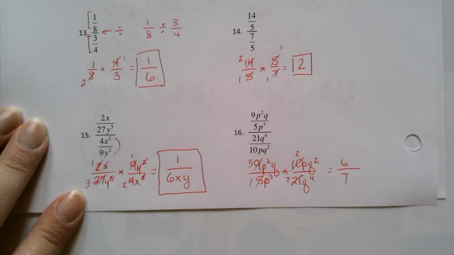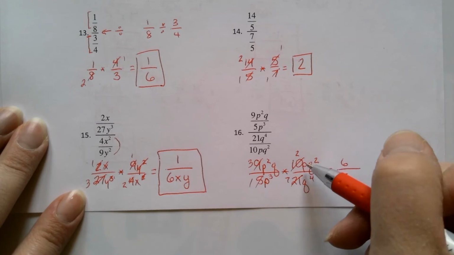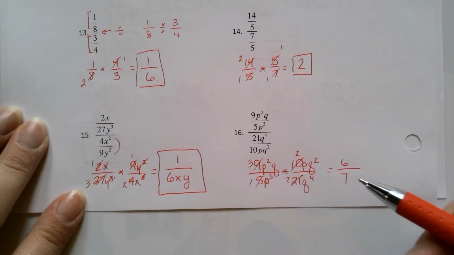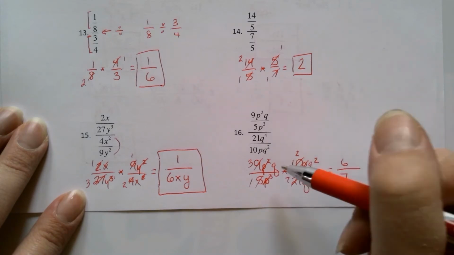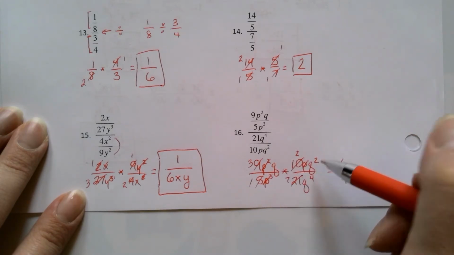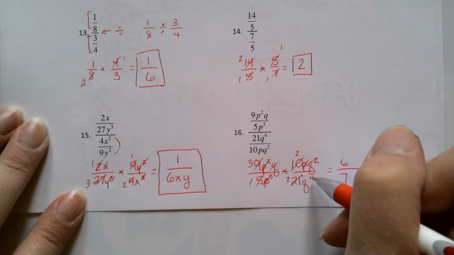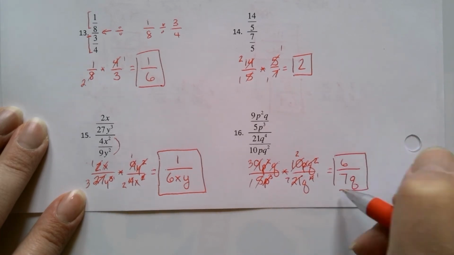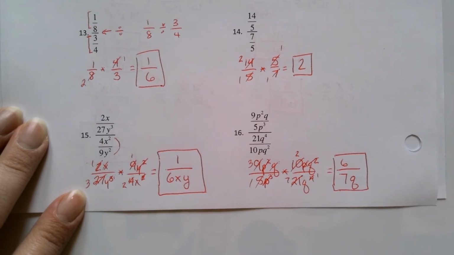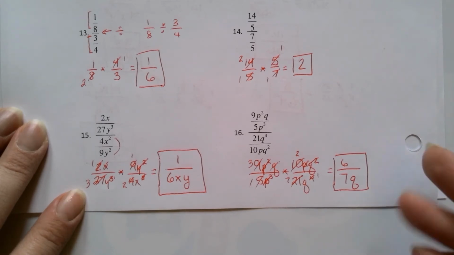And then I'm going to look at my variables here. If you want to clean it up, you can, but I'm looking to have 1, 2, 3 p's up here, and there's 3 down here. So p is going to cancel completely. I have 3 q's up top, if I put them together, and I have 4 down here, so I'm going to have 1 q left, and notice it's left in the denominator. All right, so that is a great review of multiplying and dividing fractions.